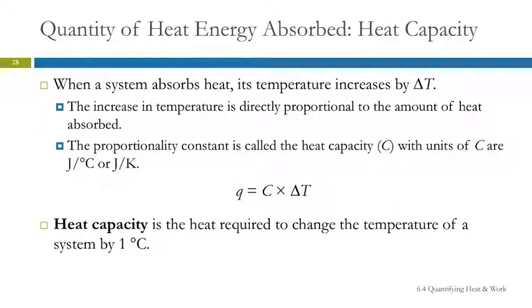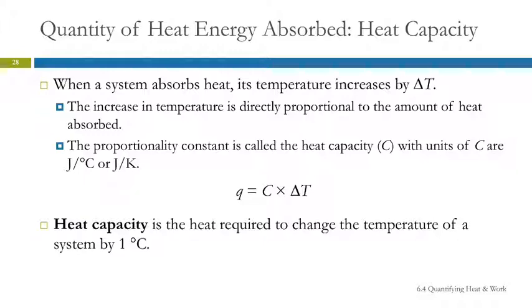Capital C. And the units of that are joules per degree Celsius or joules per Kelvin. So Q equals C times delta T. Q is proportional to the change in temperature, and C is the proportionality constant. So heat capacity, that C, is the heat required to change the temperature of a system by 1 degree Celsius.